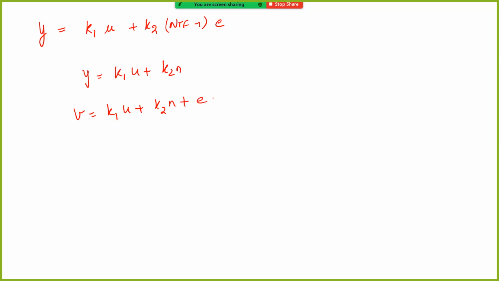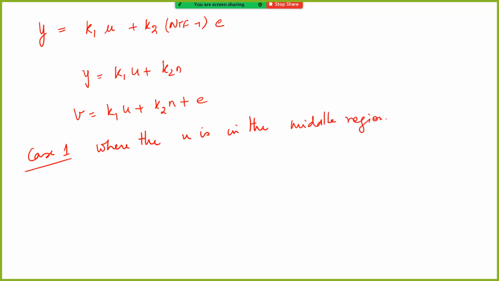Now K1 and K2 are estimated mathematically by using some algorithm like least squares optimization, and you find out the coefficients K1 and K2. Now in case 1, where the input u is in the middle region of the quantizer, how will K1 and K2 be related? Look at this and you tell me.